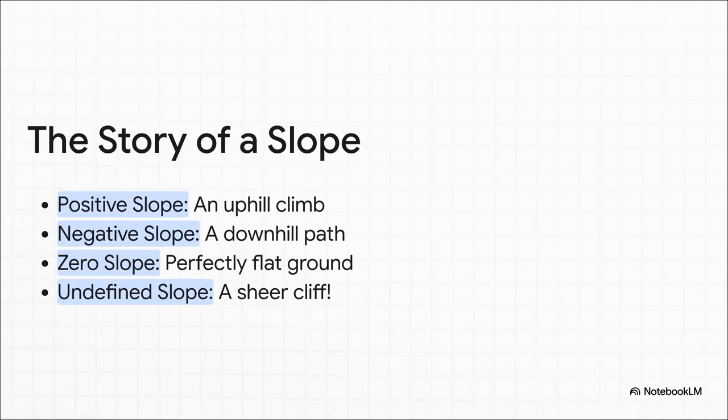The slope even tells a story all by itself. A positive number? That means you're climbing uphill. A negative number? Now you're heading down. A slope of 0 is just perfectly flat ground. And an undefined slope? Well, that's a vertical line, kind of like trying to climb a sheer cliff.